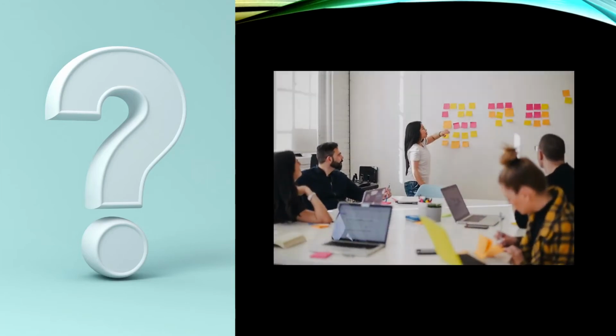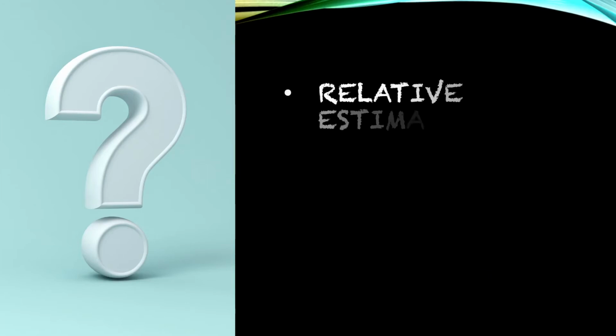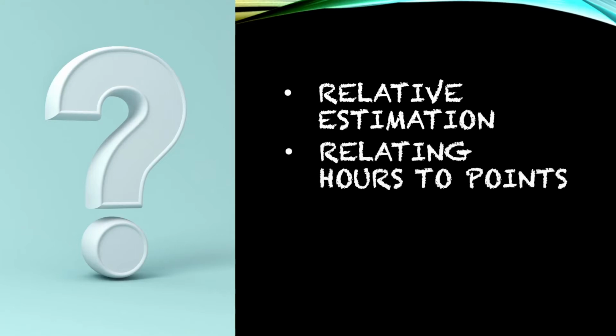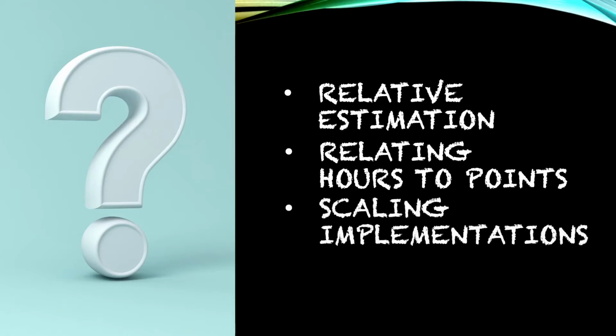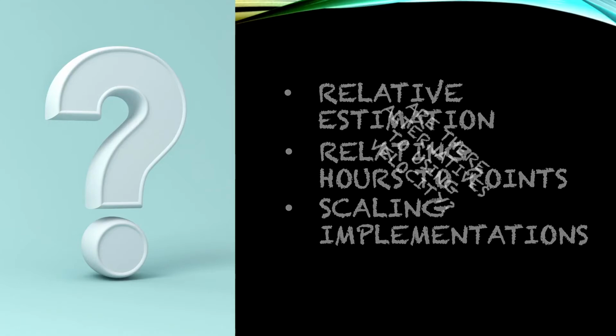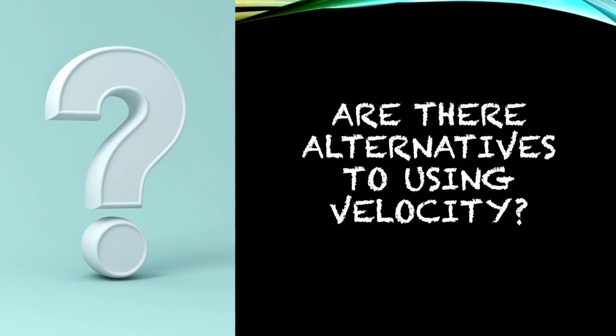Using story point-based velocity metrics does work effectively for many teams and organizations, but issues do arise frequently around the concept of relative estimation, relating hours to story points, as well as long-term predictions, especially in scaled implementations. So the question arises, are there alternatives to using velocity?